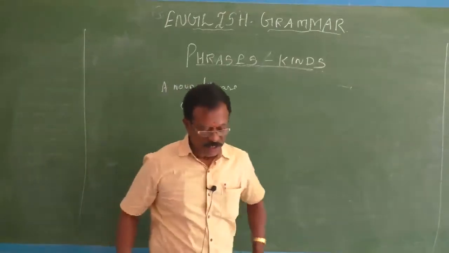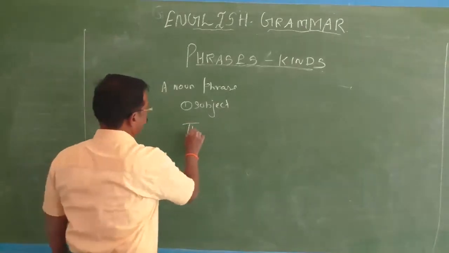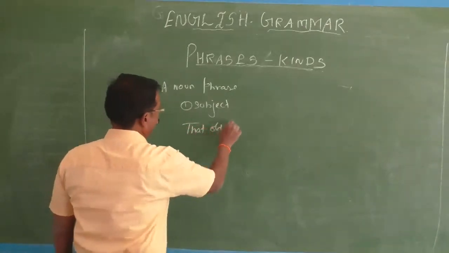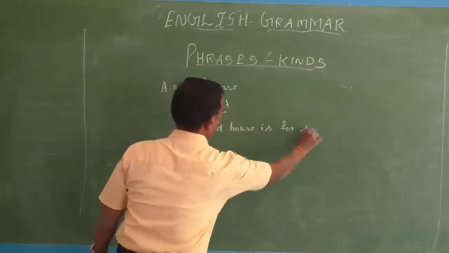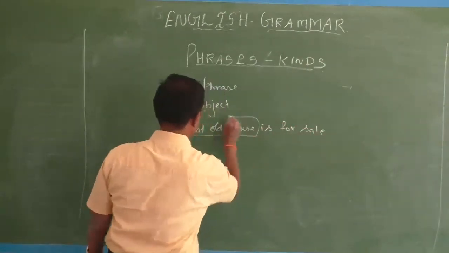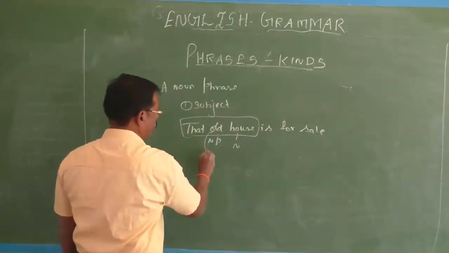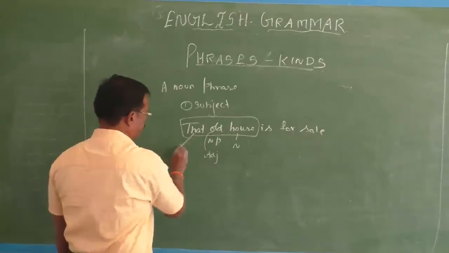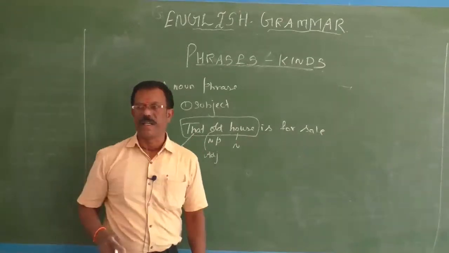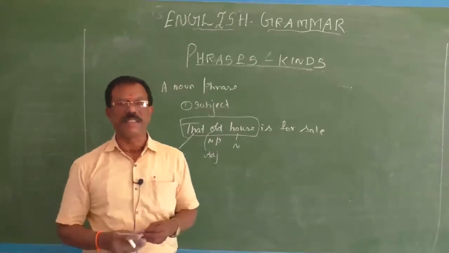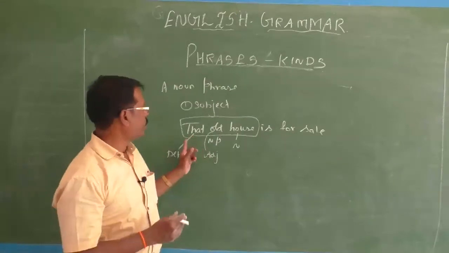See the subject. That old house is for sale. Here, that old house is a noun phrase. Here house is a noun. Old is an adjective. And that is a determiner. That is a determiner. Demonstrative: this, that, these, those. Demonstrative adjective. That old house.